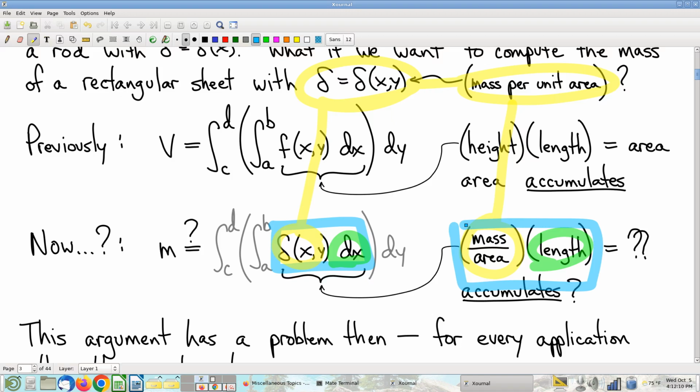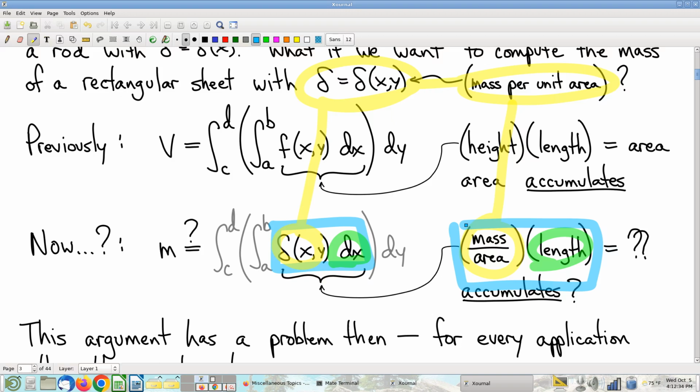Now you can make units arguments. You can say, oh, okay, well, yeah, but area is length times width, and so maybe this is mass per unit width. Maybe. What is that? And does it accumulate? Are we sure, one way or the other, whether that accumulates? There are answers to these questions.